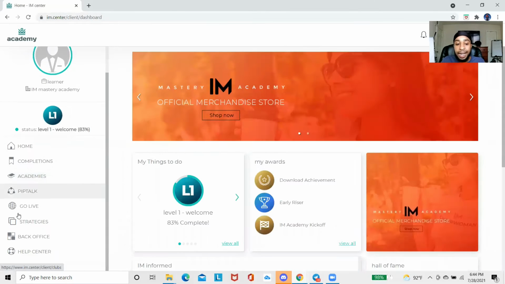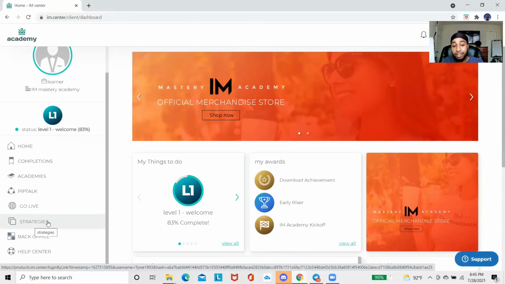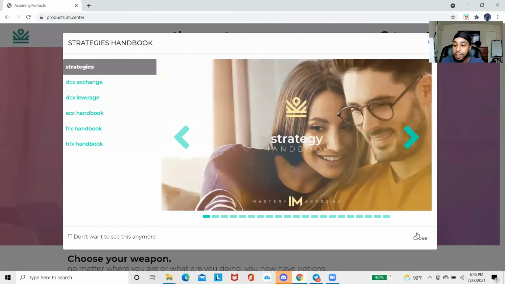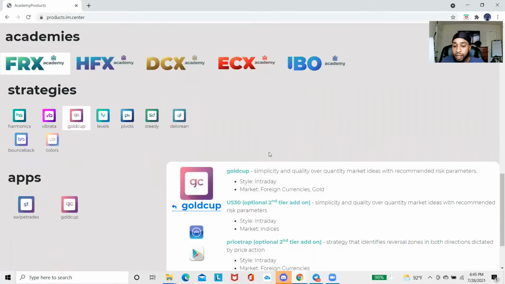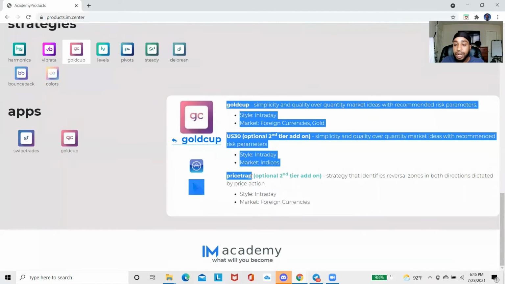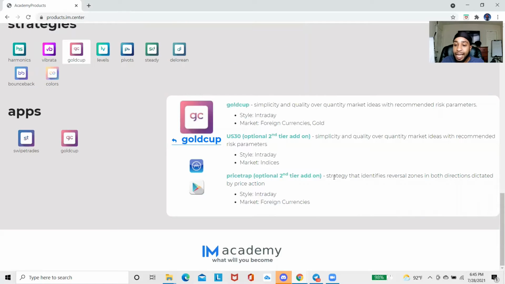So the next thing we're about to do is go back to IM.Center, right? And now from here, I want to focus on where it says strategies, okay? So I'm going to click on where it says strategies, right? Now, the next thing I'm about to do is scroll down. I'm going to still stay on the FRX Academy, but I'm now going to locate the Goldcup channel, okay?